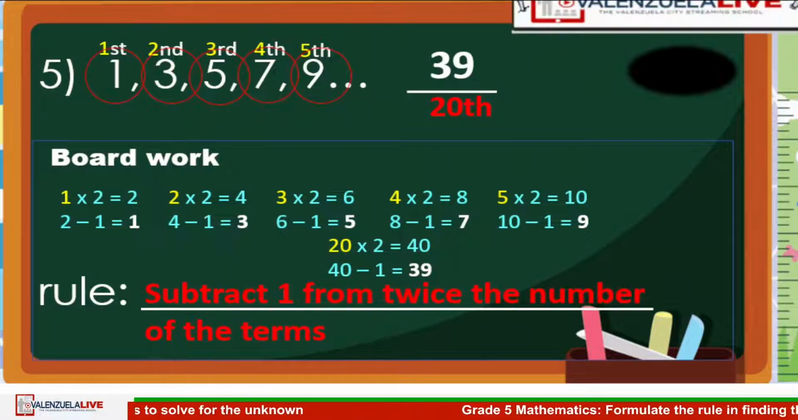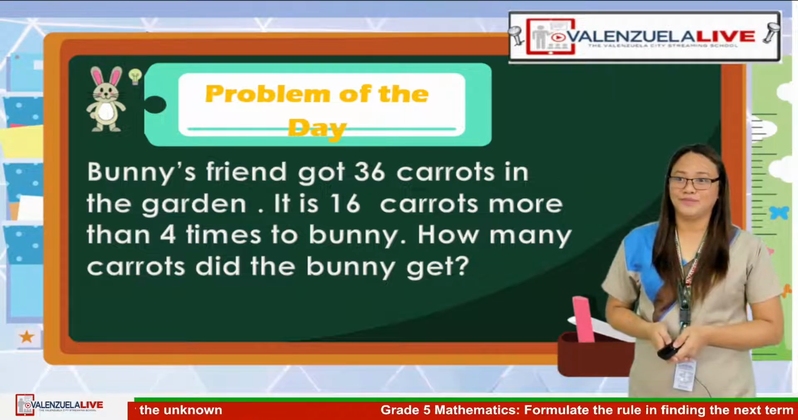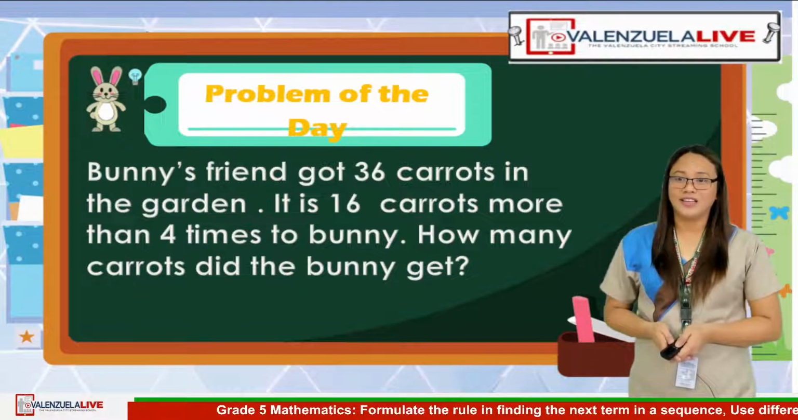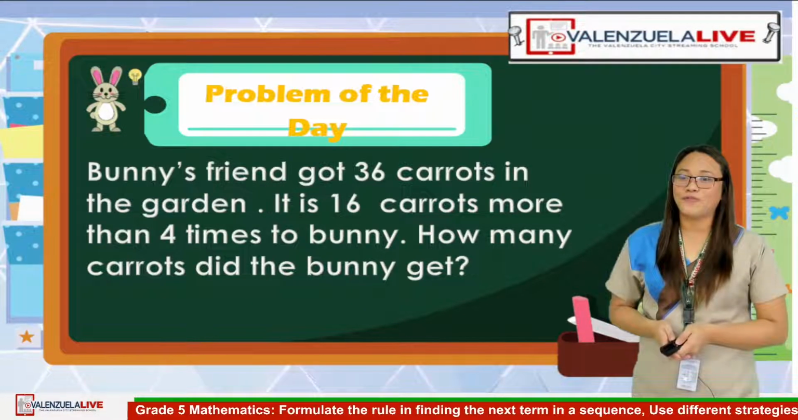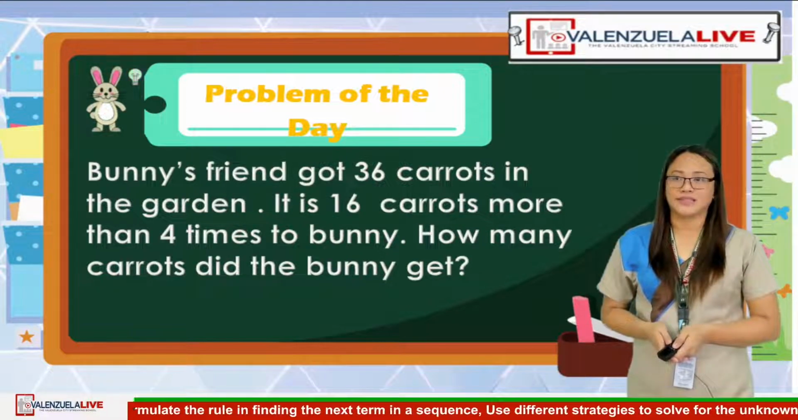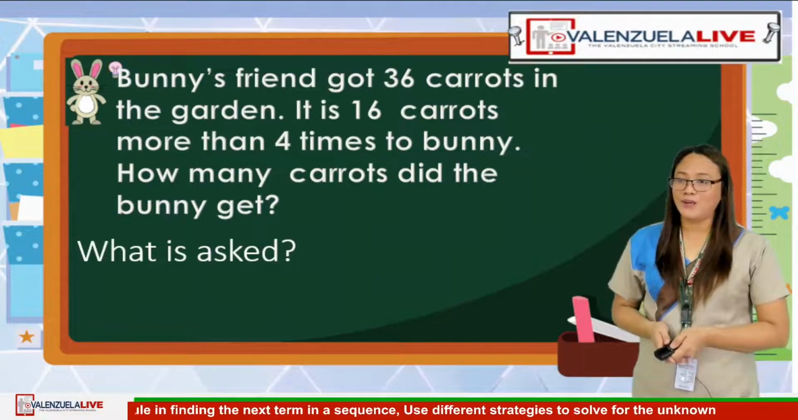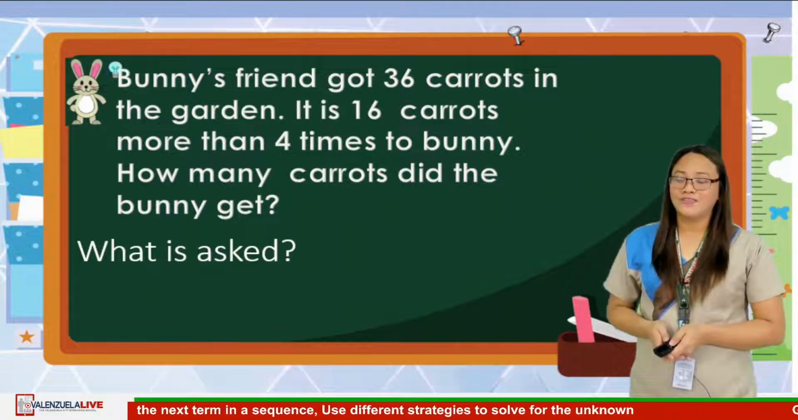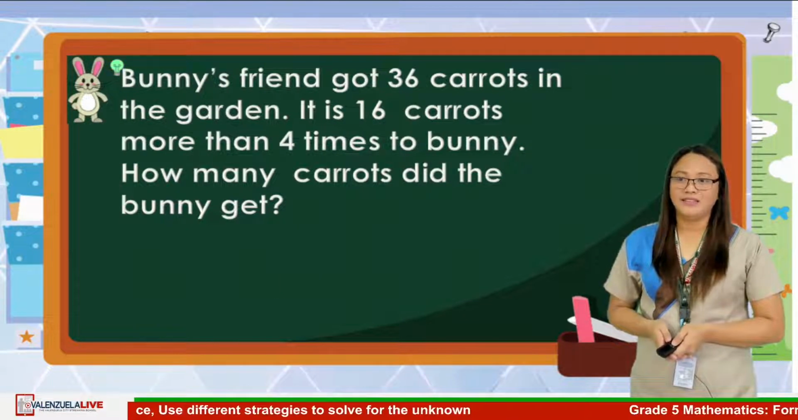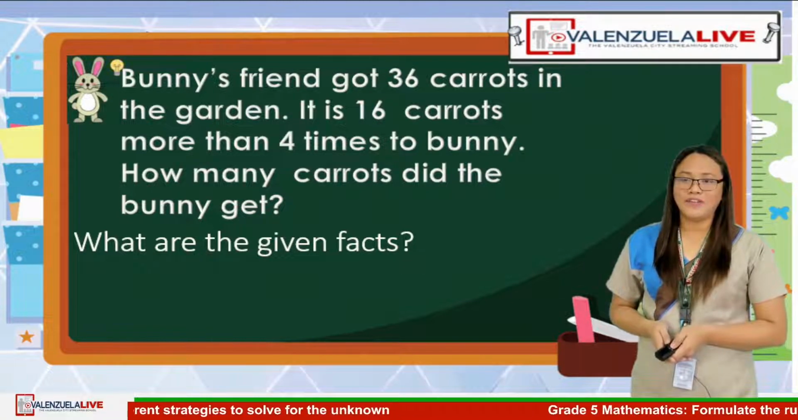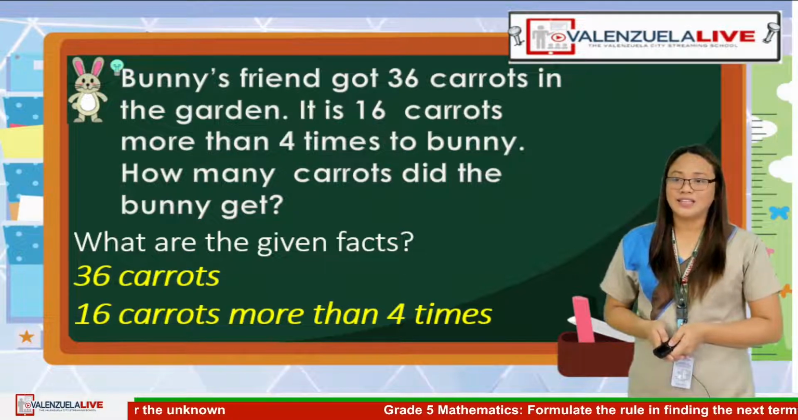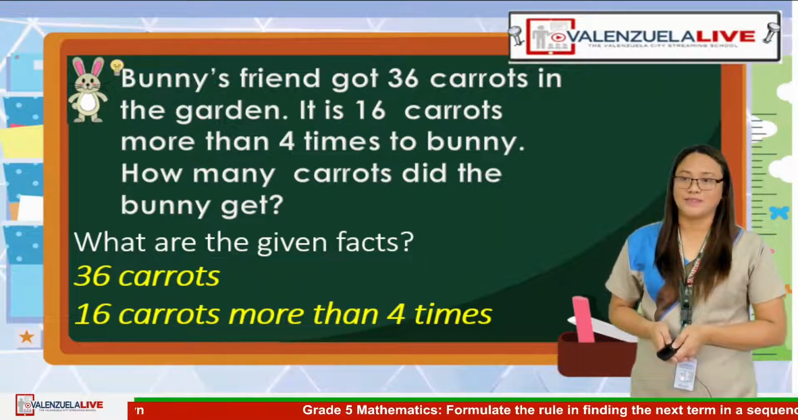All right. Now, I have here a problem. Bunny's friend got 36 carrots in the garden. It is 16 carrots more than 4 times Bunny's. How many carrots did the bunny get? Okay, what is asked in the problem? Very good. The number of carrots got by the bunny. Then, the next question is, what are the given facts? Great. That is 36 carrots and 16 carrots more than 4 times.